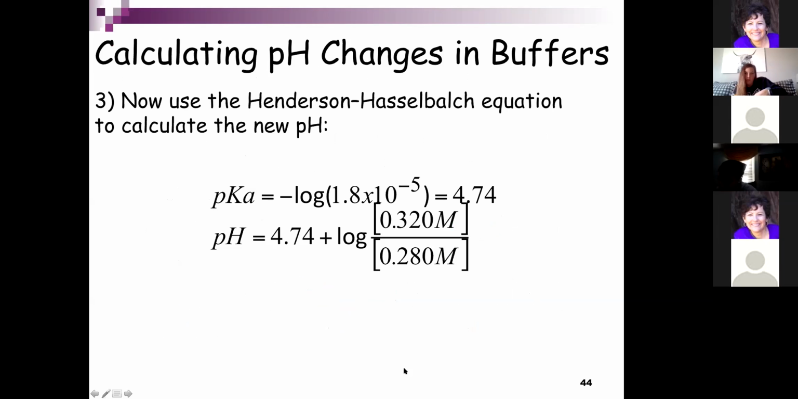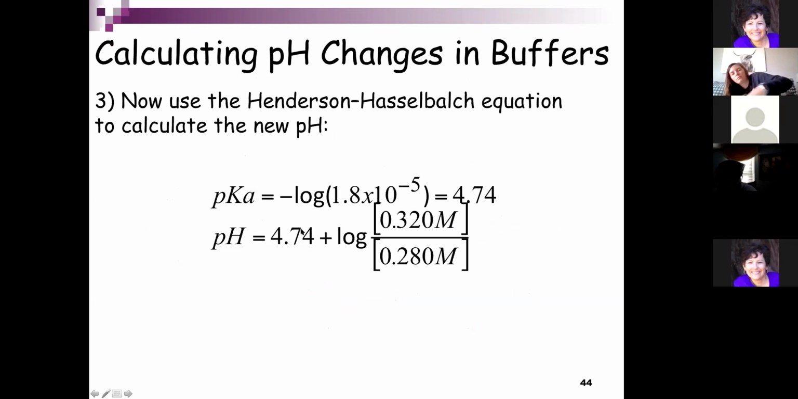Okay, so our last step is to do Henderson-Hasselbalch. So for this one, we already have that the pKa is 4.74. And so now we need our conjugate base in our numerator and our weak acid in the denominator. So do the math on that one real quick. Let me see what you get.